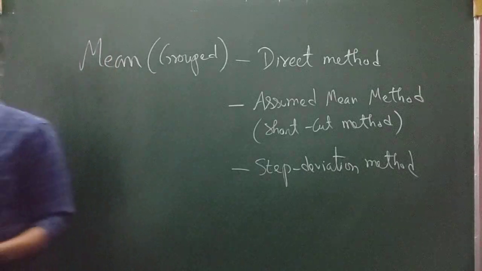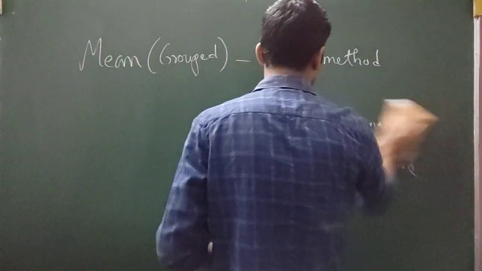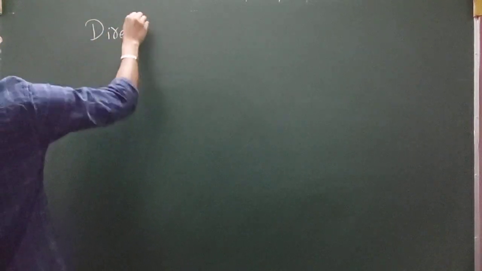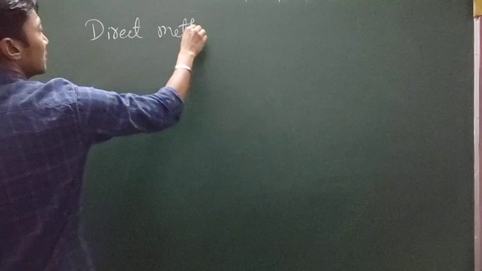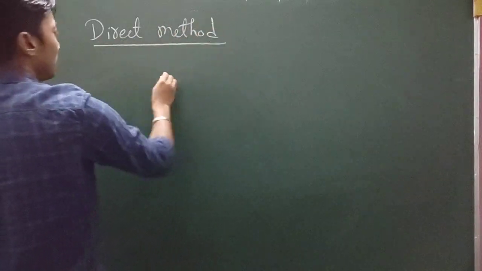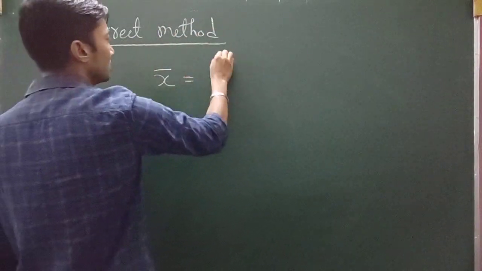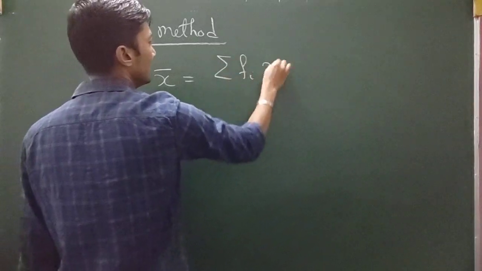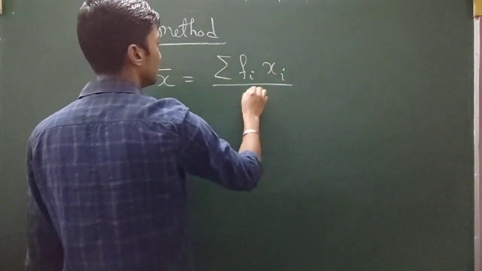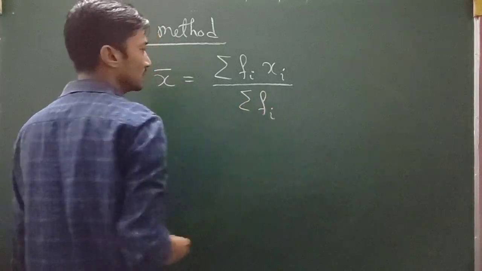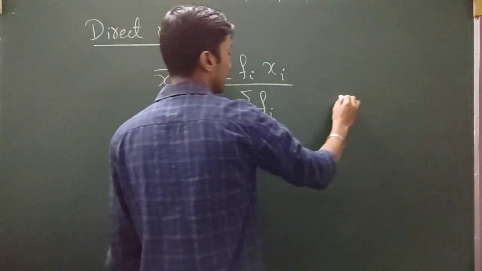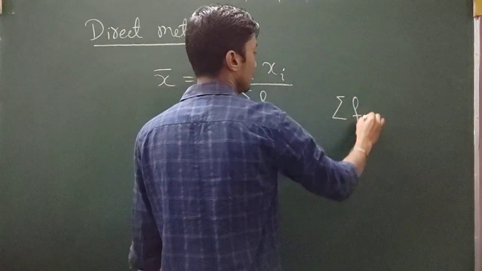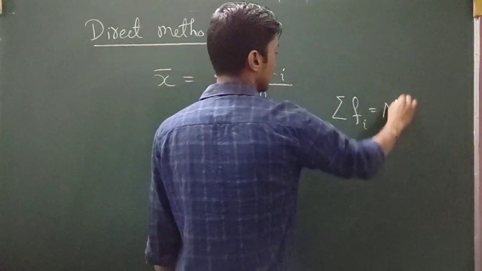So let's start with the direct mean method. One by one we will be learning. So today, very quickly, we will be learning the direct method. So for the direct method, of course, the formula you can write down: mean is equal to summation of fi into xi divided by summation of fi. See, the summation of fi, always be noted, don't confuse, okay? Summation of fi can also be written as capital N.